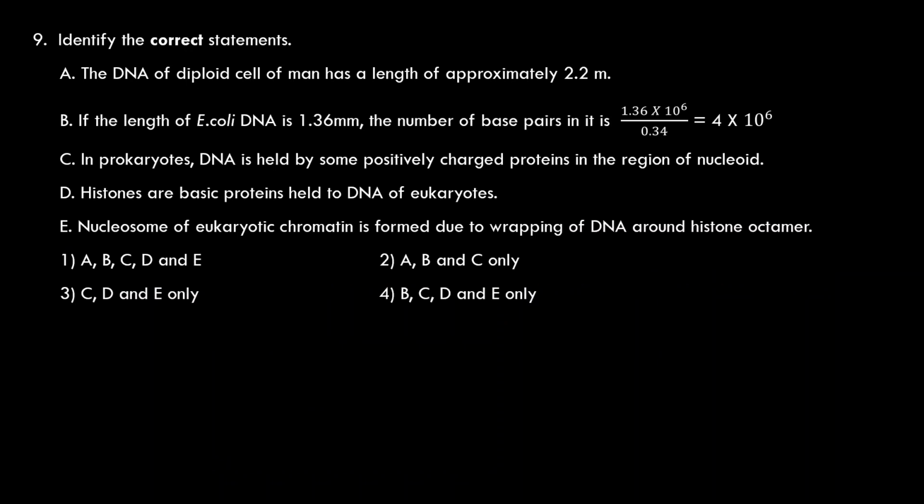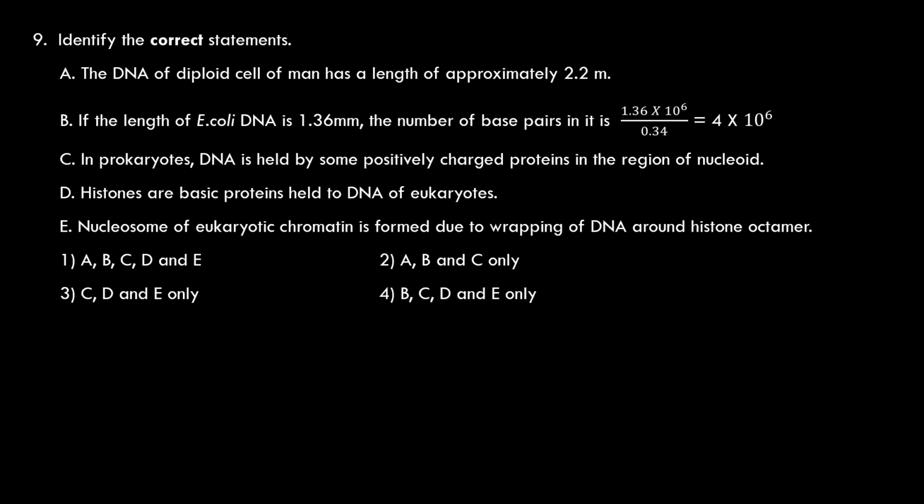Identify the correct statements. The DNA of diploid cell of man has a length of approximately 2.2 meters. Absolutely true. It is given in the book. In the first year book it is given as 2 meters in the chromosomes, in the nucleus, but here 2.2, exactly, it is correct. So each haploid cell DNA has got 1.1 meters, diploid cell 2.2 meters. Absolutely true. The length of E. coli DNA is 1.36 millimeters.